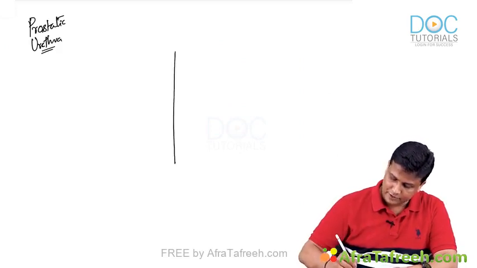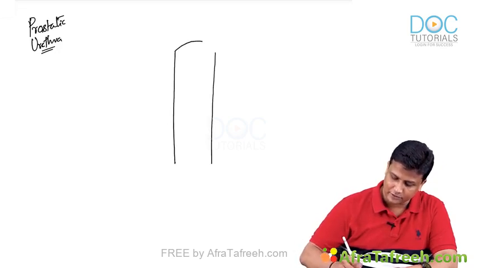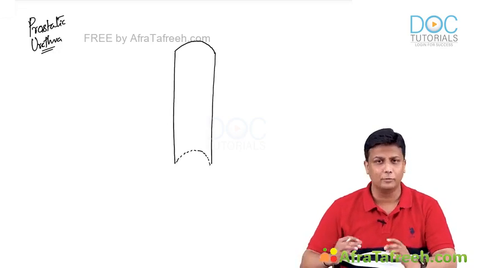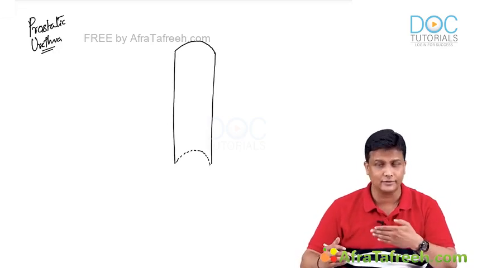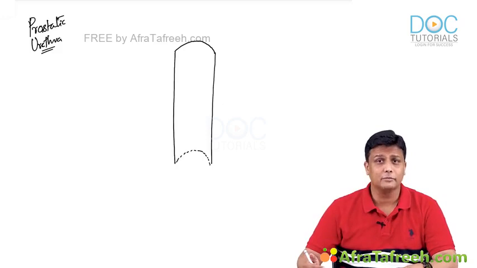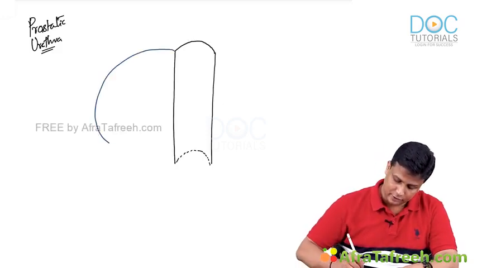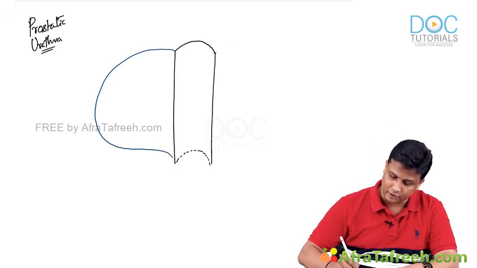So, the prostatic urethra. For example, if this is a prostatic urethra and we have opened it up, we are seeing the coronal section of it. Basically, this is the posterior wall of the prostatic urethra, and on either side you can appreciate the prostate gland present here.